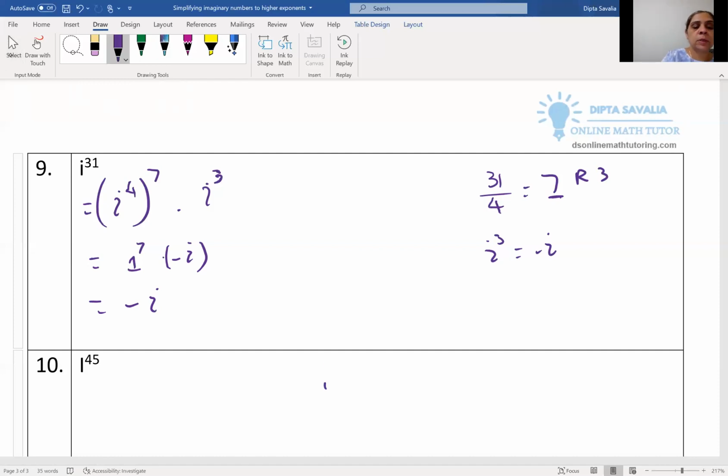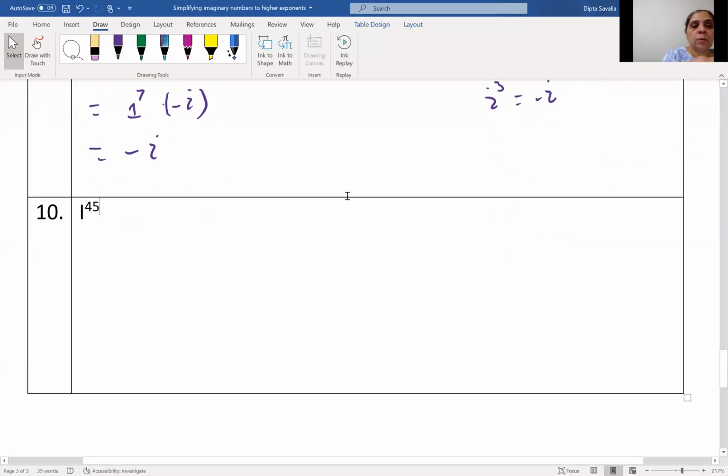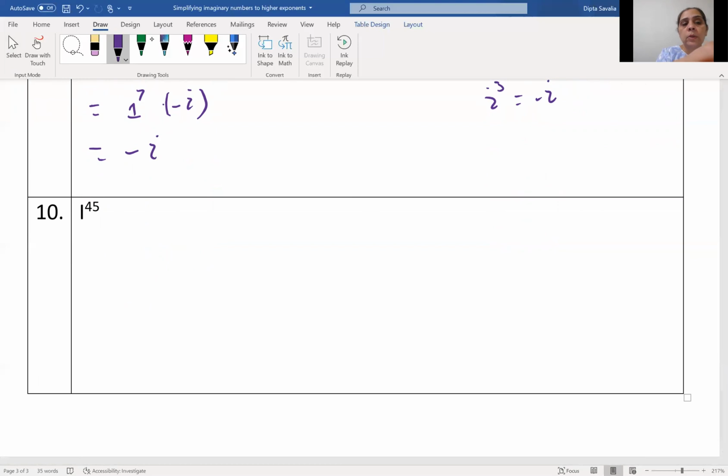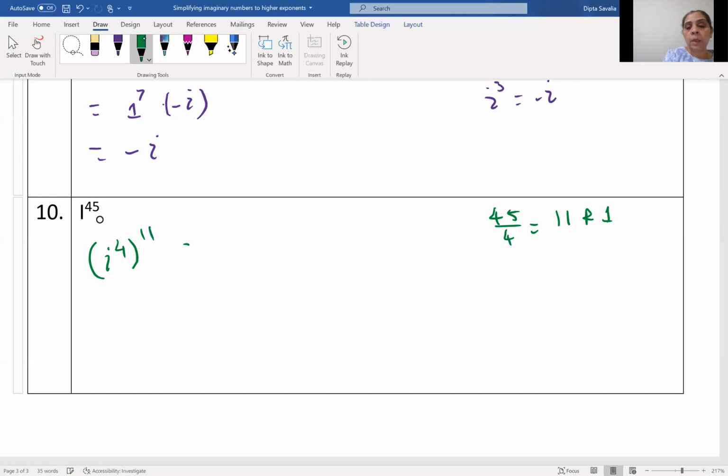All right, let's see this one. i to the 45th power. First thing, we will divide by 4. What do you get? 44, right? 11 times 4 is 44. So the power is 11 and the remainder is 1. So you will get i to the fourth power with power 11 and remainder 1 power. So that is 1 and i equals i. So my answer is i.